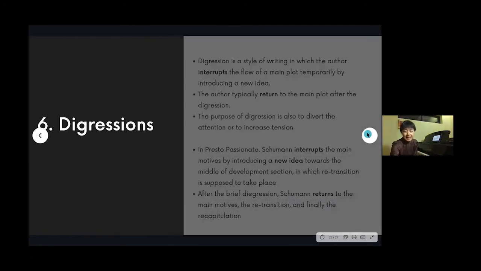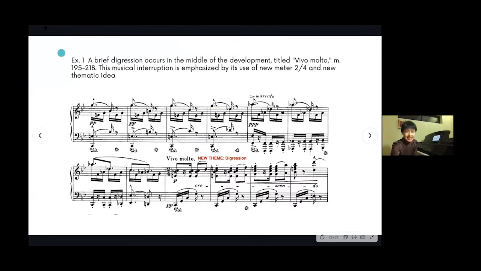Now here, example 1, we see a brief digression occurs in the middle of the development, titled Animato Molto. This is actually Johannes Brahms' edition, but you could see Animato Molto is possible as well. When you see this, how do you know it's a new idea? Look at the time signature. It becomes 2/4 because before it's 6/16. Not many composers write in 6/16, but he wrote this in 6/16. All semiquavers, there are 6 of them, 6/16, and then suddenly it becomes 2/4. So you go, it's a little bit different.